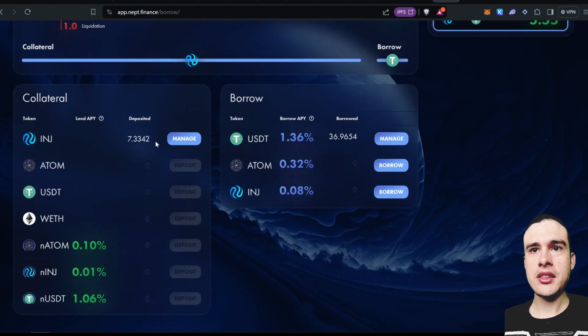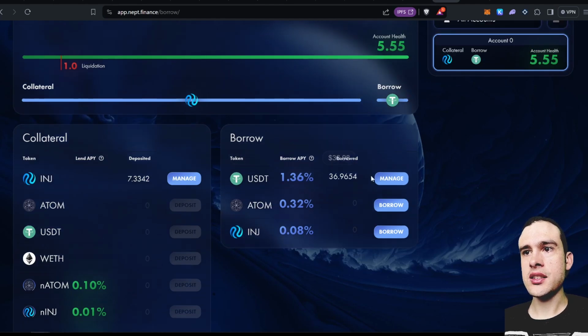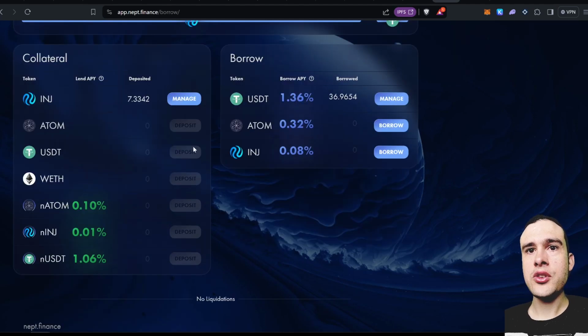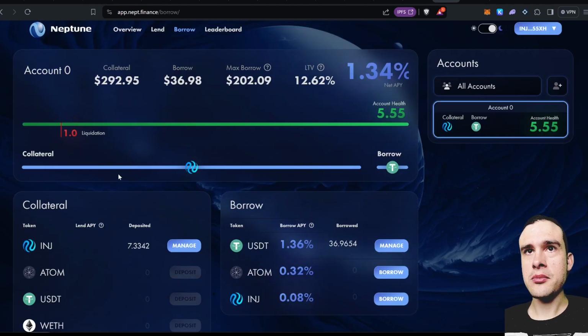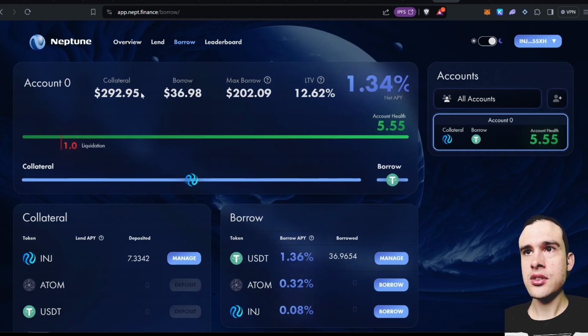But for the sake of this video, I've just created this account here and I put in about 7.33 INJ and borrowed 36.96 USDT against it. And some of that money I put into the Black Panther vault. So you can earn yield on this as well, but the yields aren't that high at the moment because the platform's not really being used. So you can see how much collateral you've deposited, how much you've borrowed.